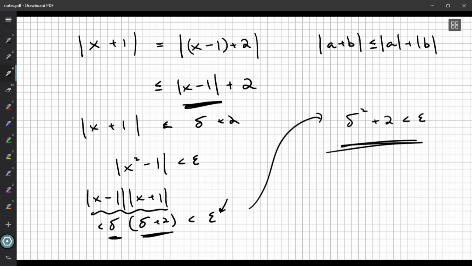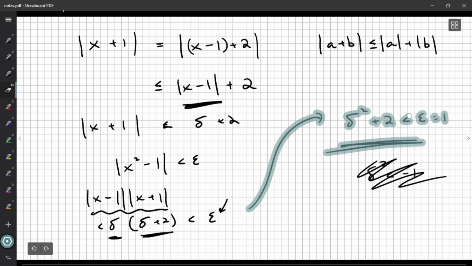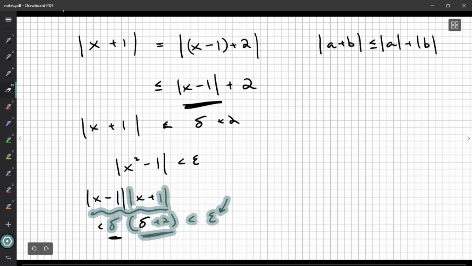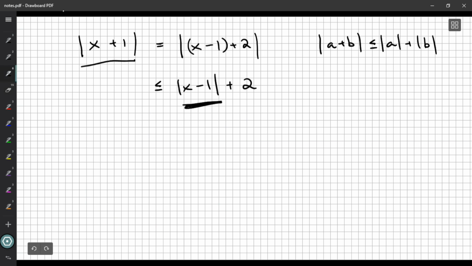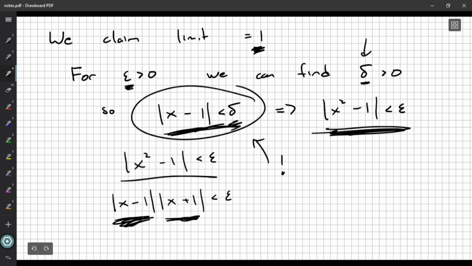It might only work for some epsilons. For example, if I pick an epsilon value of 1, I need delta squared to be less than negative 1. So it's not going to work all the time. It can work for big epsilons, but not for all of them. So while it might be a good observation, we have to do a little more digging. But I have found a way to control the absolute value of x plus 1 by relating it back to x minus 1, which again is the only thing I have control over. All I can do is pick a delta that shrinks, forces, confines the x minus 1.